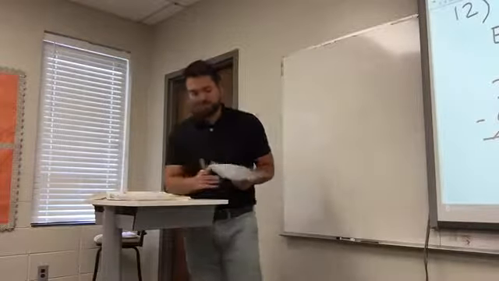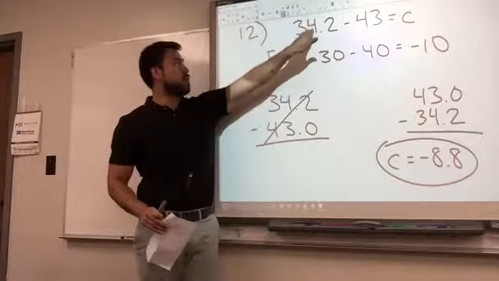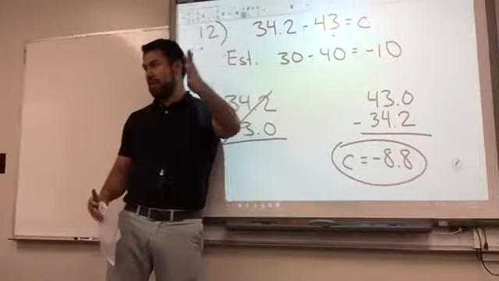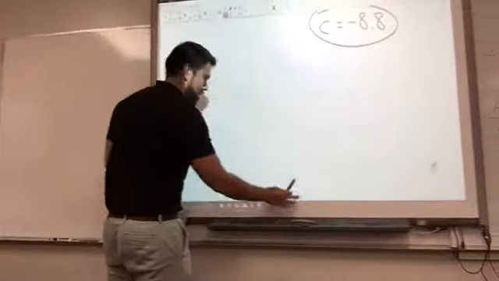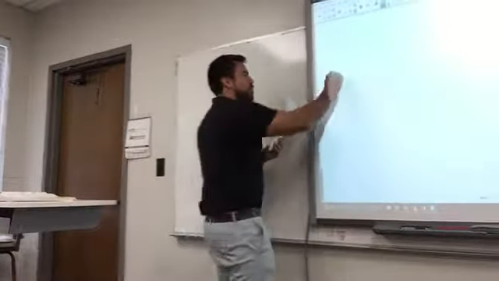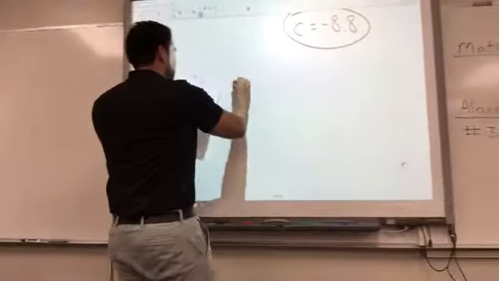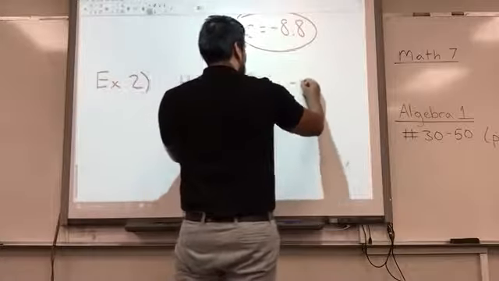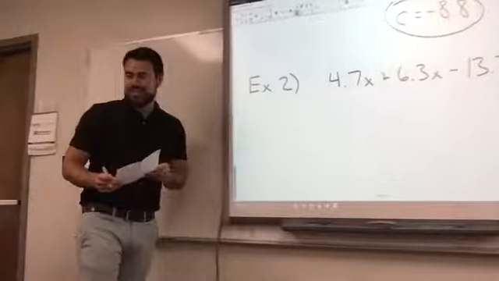Now for the hardest problem. Sorry? Because you do a smaller number minus a bigger number. So you're taking away from it more than it has, it gets down into the negative, unfortunately. Well, I guess it's not unfortunate, that happens. Example 2. Here's the problem. 4.7x plus 6.3x minus 13.7x. Ugh. A lot of x's there.